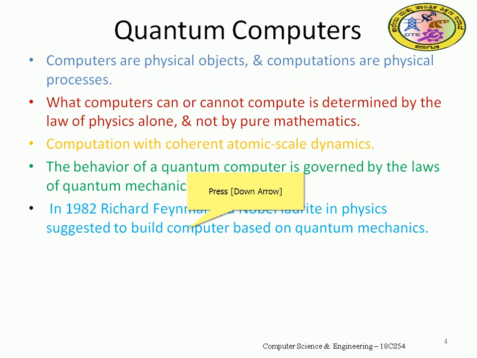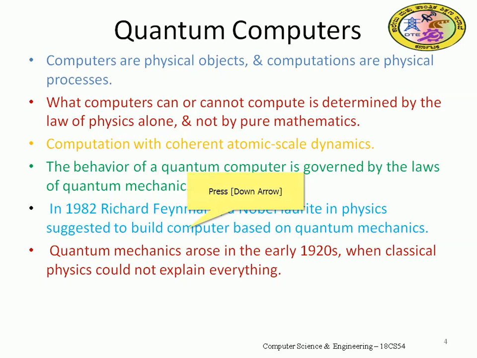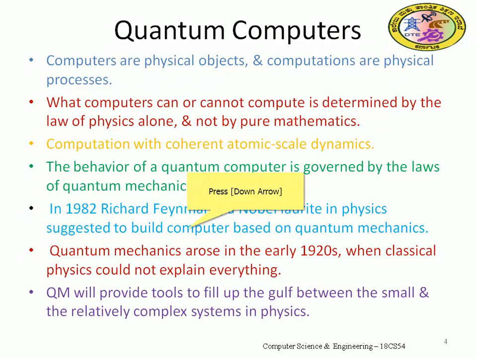In 1982, Richard Feynman, a Nobel laureate in physics, suggested building computers based on quantum mechanics. Quantum mechanics arose in the 1920s when classical physics could not explain everything. That was the dark side of classical physics, and quantum mechanics evolved to shed some light on it. Quantum mechanics provides tools to fill up the gulf between small and relatively complex systems in physics.